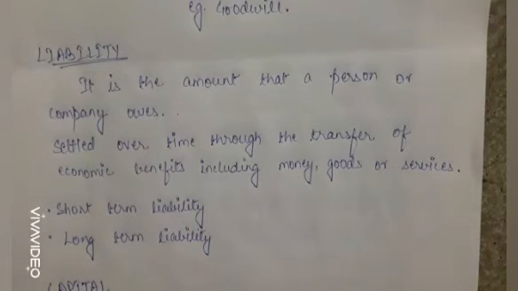So we have to settle the liability, and that liability can be settled through the transfer of economic benefits. That can be money, in the form of cash or your bank balance, or in the form of some goods, or some services, but we have to pay it. So this is liability, and liability can again be classified into two types. One is short term liability, and the other is long term liability.